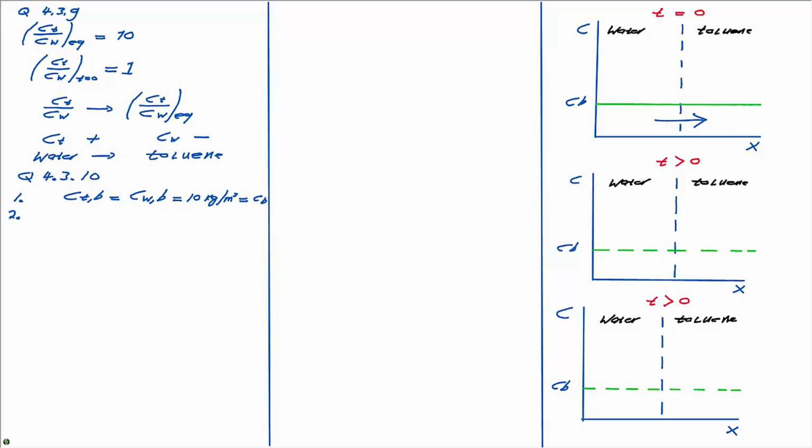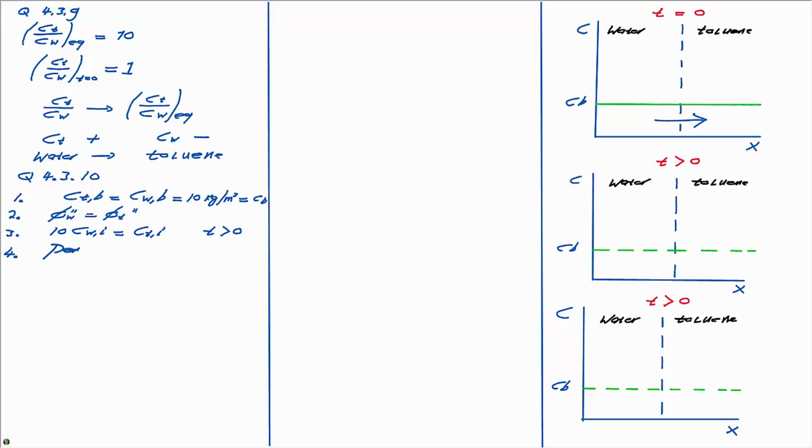Second, the transport within the water equals the transport within the toluene. Otherwise, it would accumulate at the interface, leading to infinite concentrations. Third, you should know that at the interface the equilibrium condition is effective immediately. Therefore, at the interface, 10 times Cwi is Cti.